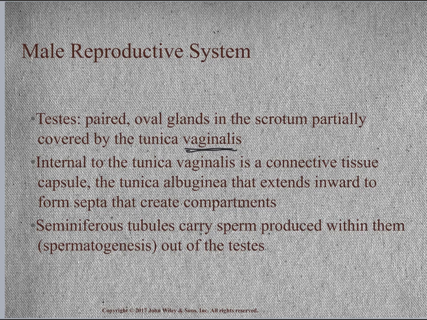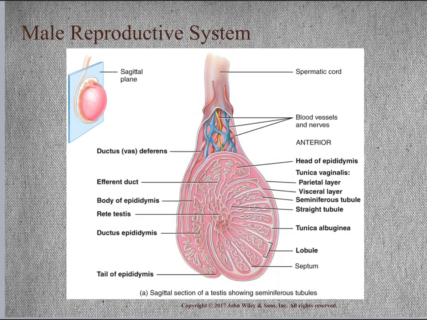Now this extends inward, and what it does is it forms these walls, these partitions. The partitions are called septa, and they create compartments. And you say, well, what's in those compartments? We find seminiferous tubules. The job of those seminiferous tubules is to carry sperm produced within them, so they will be the site for sperm production. This is called spermatogenesis, and then they help move the sperm out of the testes into storage, into the epididymis.